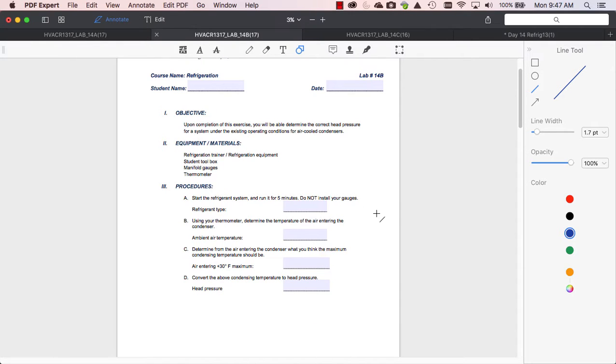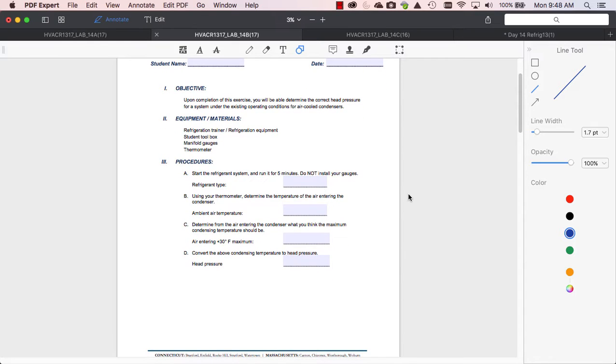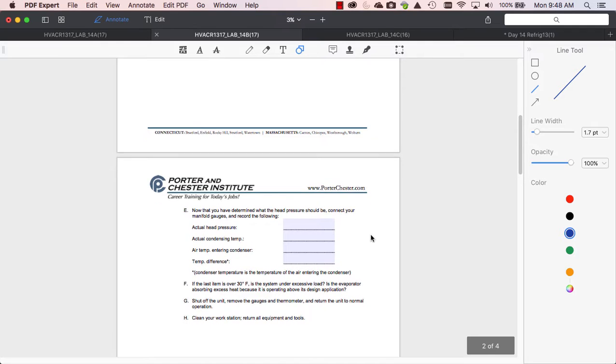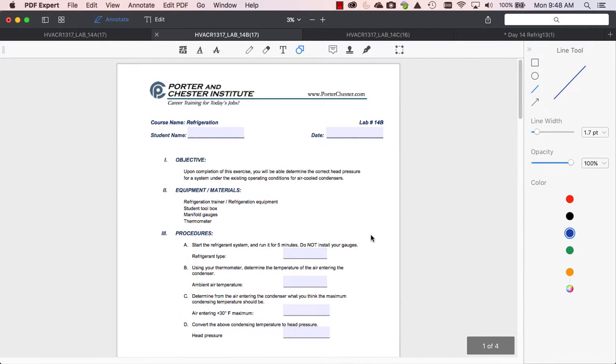Lab 14B. Okay, upon completion of this lab, you'll be able to determine the correct head pressure for a system under existing operating conditions for air-cooled condensers. Okay, this is all about the 30-degree difference between the ambient temperature, which is the air coming into the condenser, and the condensing point. We've just went over this. This is just, please follow this through.